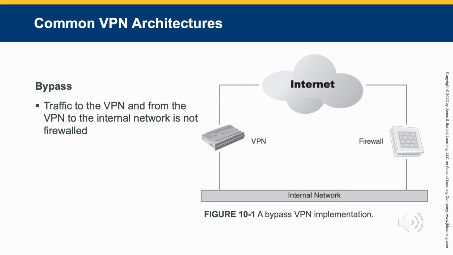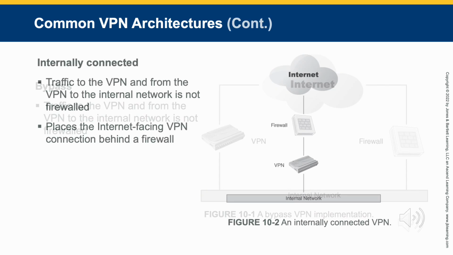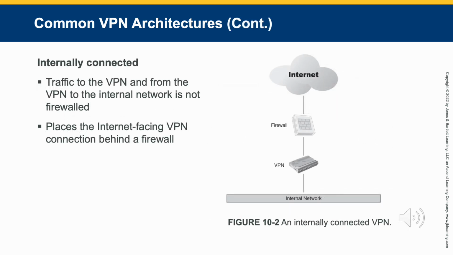In this example of a common VPN architecture, this is bypass mode. Traffic to the VPN and from the VPN to the internal network is not firewalled. Internally connected: traffic to the VPN and from the VPN to the internal network is not firewalled. This places the internet-facing VPN connection behind the firewall.